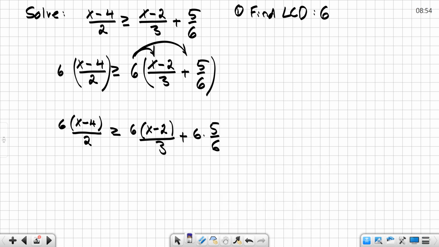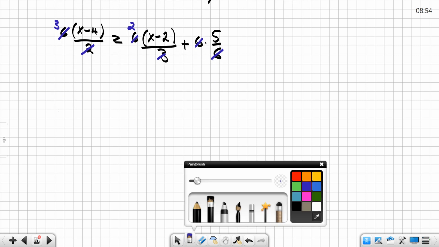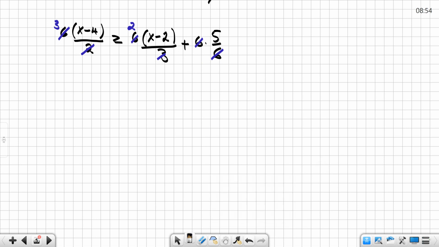So now a lot of things are going to cancel out. 6 divided by 2 is 3. 6 divided by 3 is 2. And 6 divided by 6 is 1. 1 I do not need to write down as an extra factor. All right, I am rewriting now my inequality so that everything looks nice and clean. The better you write down your problem, the less likely you will make any mistakes. 3 times x minus 4 is greater than or equal to 2 times x minus 2 plus 5.